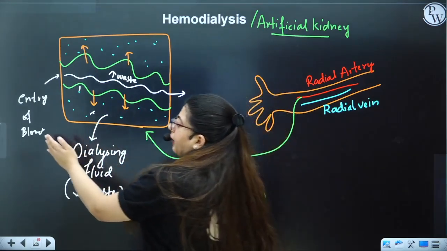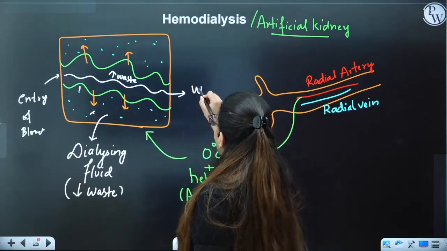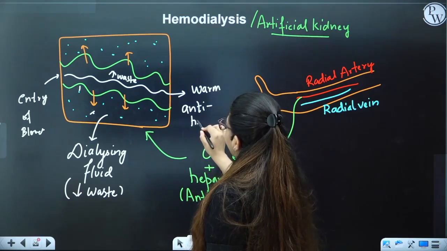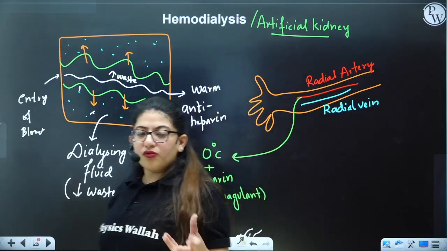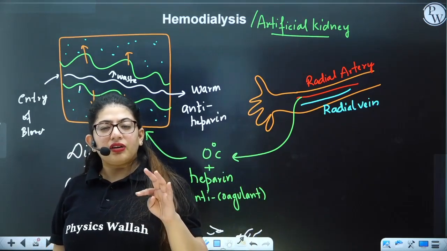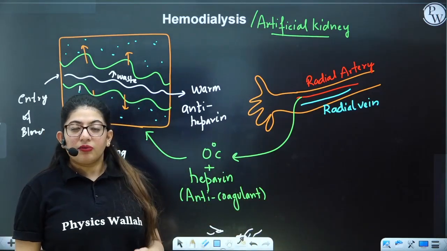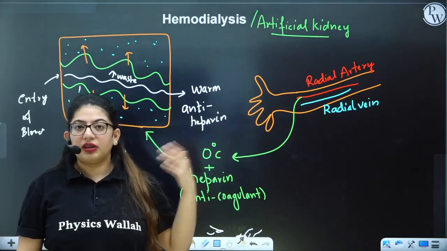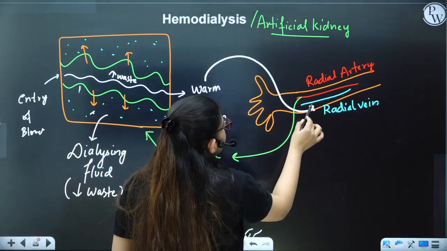Now, the blood enters from here and it will exit from here. Now, what we will be doing is warming the blood, and we will also add antiheparin so that heparin will get nullified. Why? Because when the blood goes back to the body of a person, we don't want it to fail to clot when required, right? If heparin is there, it will not allow the blood to clot. If this type of blood goes to a person and the person gets an injury, that blood will get lost. And now what we will do is put the blood back in the radial.